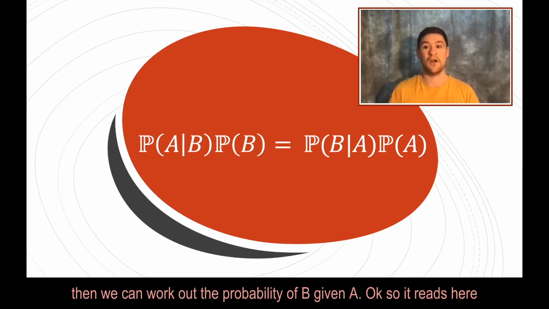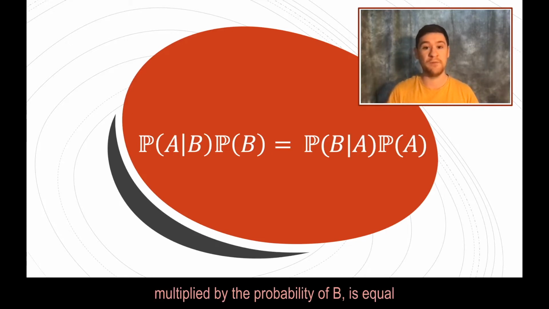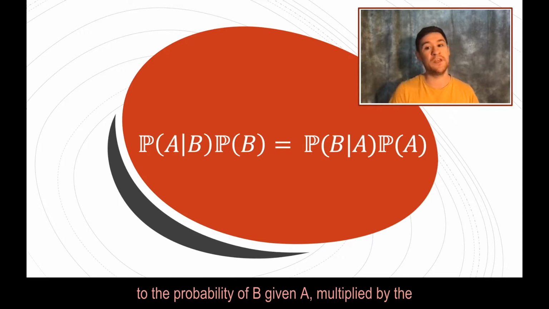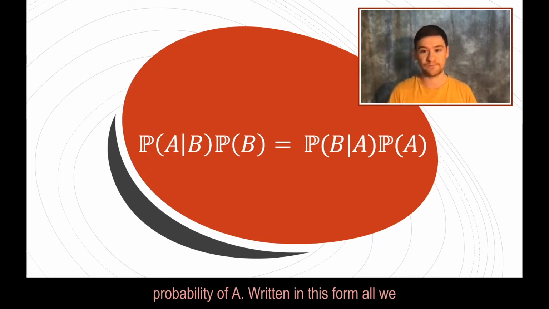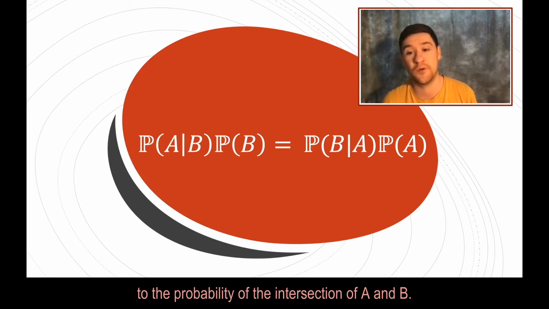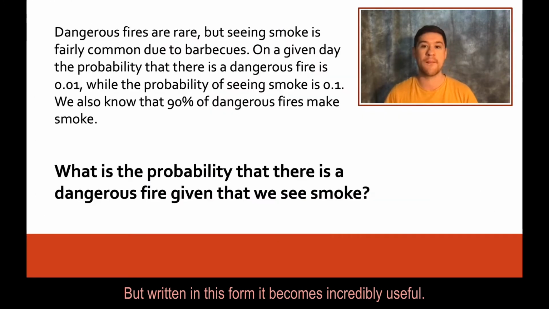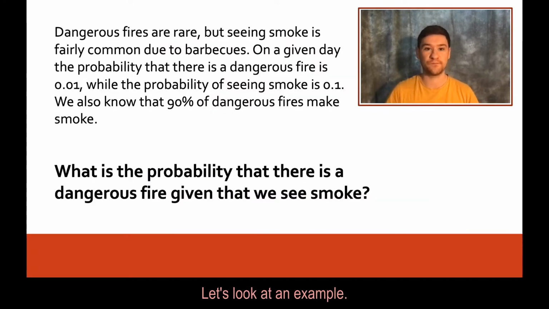Okay, so it reads here, the probability of A given B multiplied by the probability of B is equal to the probability of B given A multiplied by the probability of A. Well, written in this form, all we are saying is the probability of the intersection of A and B is equal to the probability of the intersection of A and B. But written in this form, it becomes incredibly useful. Let's look at an example.